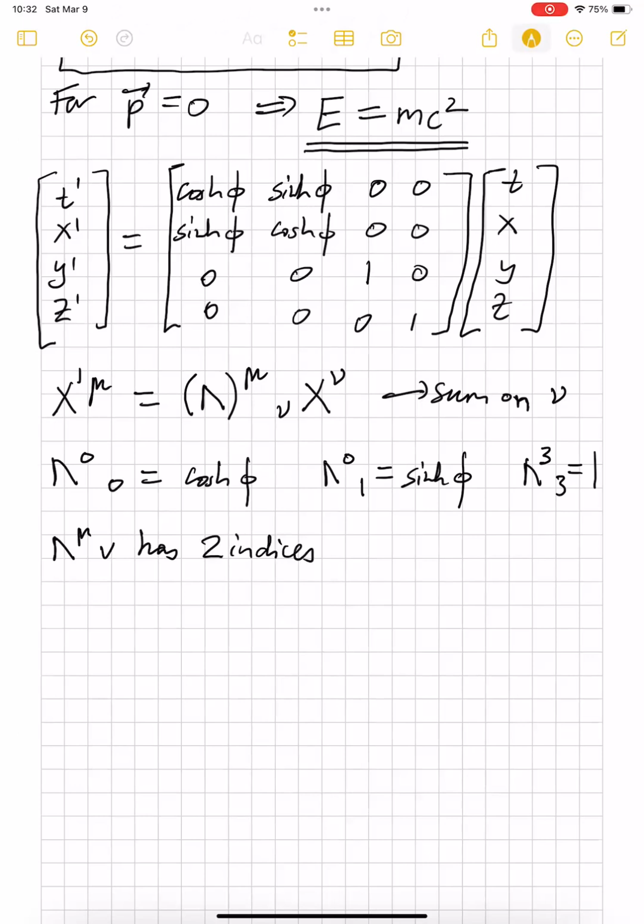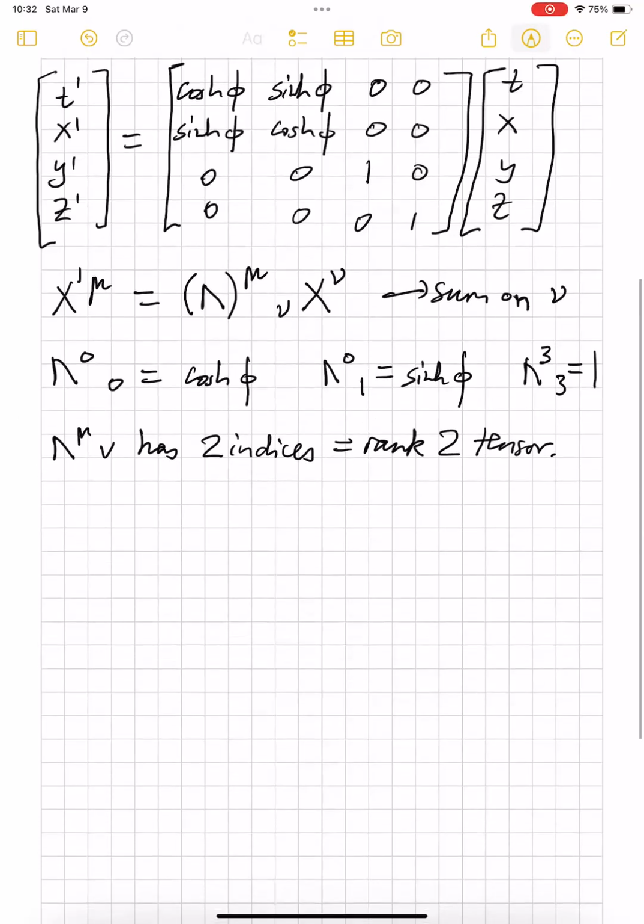Because it has 2 indices, we would say that it is a rank 2 tensor. So we don't only have 4-vectors, which are things with just a single index. We've also now introduced tensors, which have more than one index. Lambda mu nu, which has 2 indices, is called a rank 2 tensor. We might say it's a rank 2 tensor with one contravariant and one covariant index.